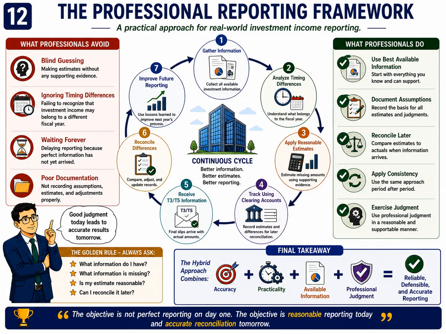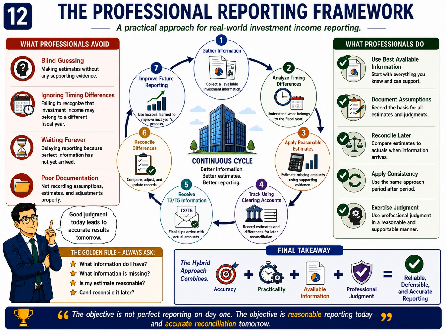After identifying those differences, professional judgment becomes important. If information is missing, reasonable estimates may be required. Those estimates should never be guesses. They should be supported by evidence, historical experience, and proper documentation. The next step is to track those estimates and differences. This is where tools such as reconciliation schedules, working papers, and clearing accounts become valuable. These tools allow accountants to monitor amounts that may need future adjustment.